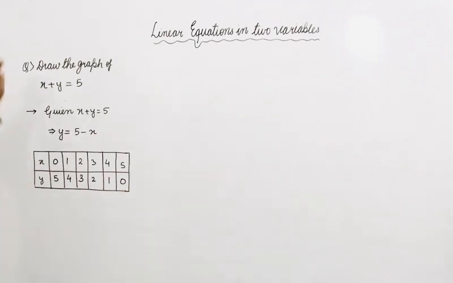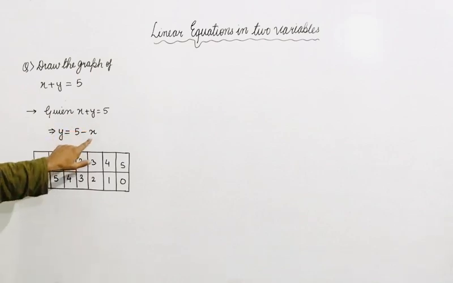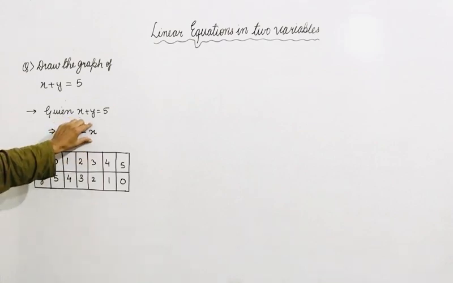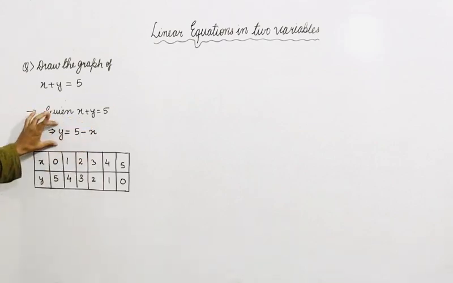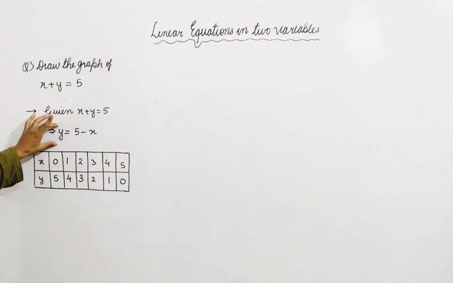See once again. If you take x equals to 0 in this equation, y will be equal to 5 minus 0, that is 5. If you take x equals to 1, y will be equal to 5 minus 1, that is 4. If you take x equals to 2, y will be equal to 5 minus 2, that is 3. Don't try to take very large numbers first. Put those whole number values of x for which y is also a whole number. Do not take x as a fraction or any rational number.